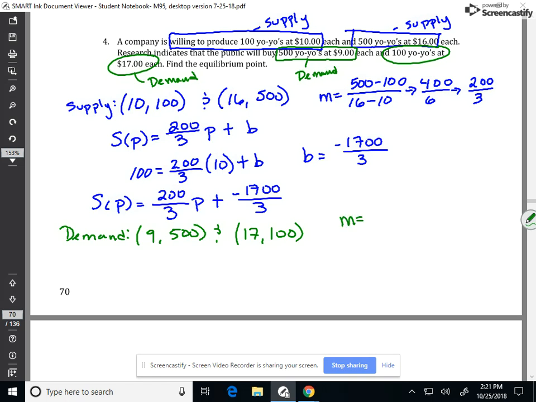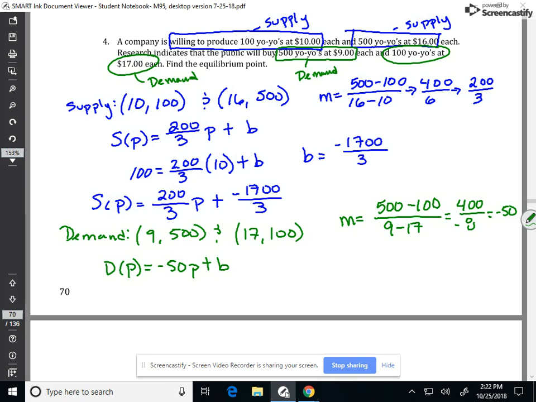So let's see, we'll do 500 minus 100 over 9 minus 17. That gives me 400 over negative 8, which reduces to negative 50. So my demand function so far is D of P equals negative 50 P plus B, and I need to find B. Just like I did with the previous one, I'm going to plug a point in.